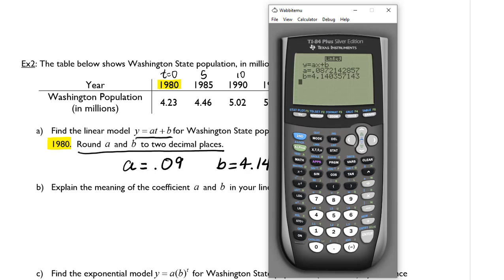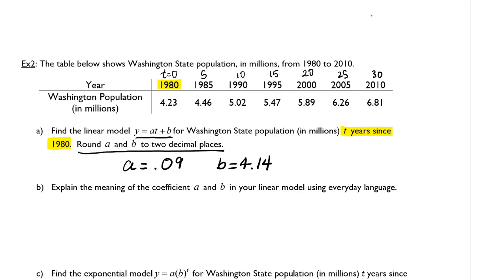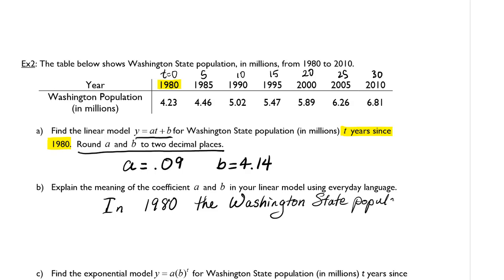And so now we could write the equation of this line. We need to explain the meaning of the coefficient a and b in your linear model using everyday language. Well, we would say that in 1980, the Washington state population is, or was, 4.23 million. And it looks like every year the population increases by 0.09 million.